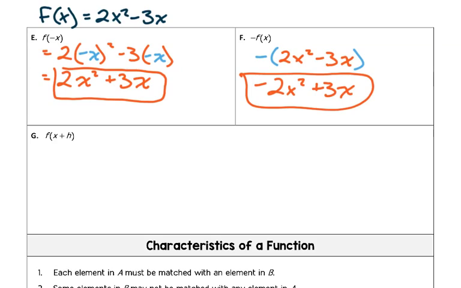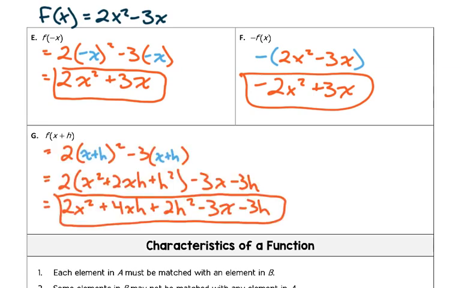Now, what about part G? We have f of x plus h. Just like what we did before, we're going to plug in x plus h in place of our x and simplify as much as possible to get our answer. It turns out that you cannot simplify very much. We get this long expression at the end for our answer.